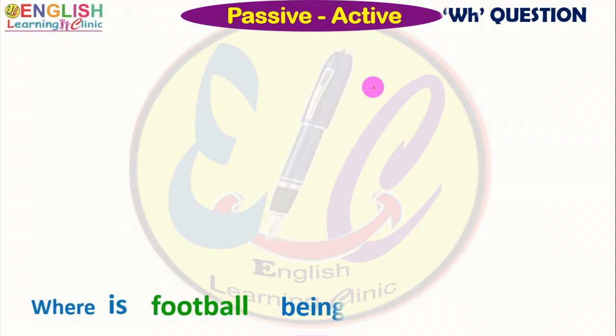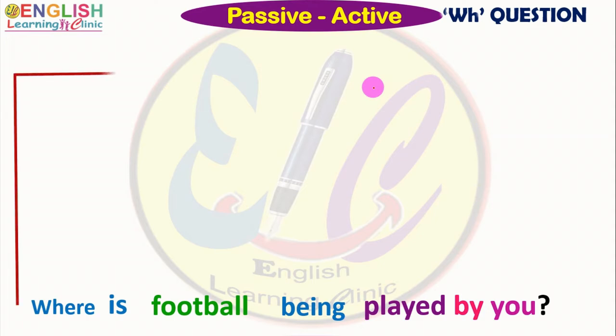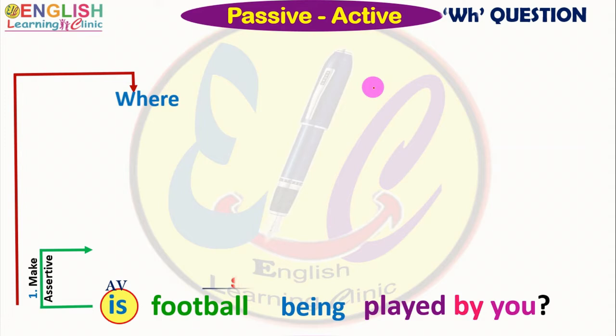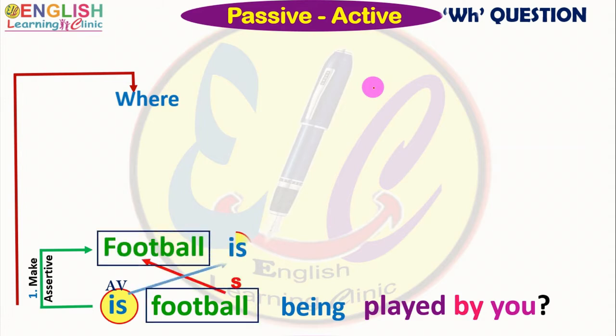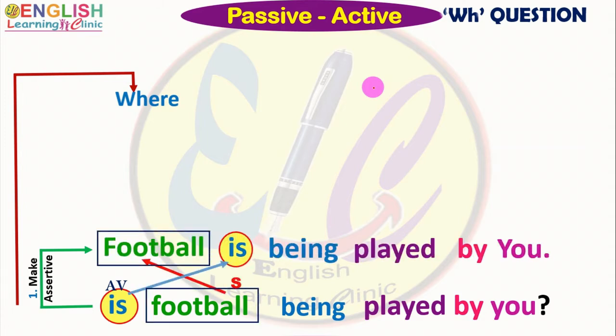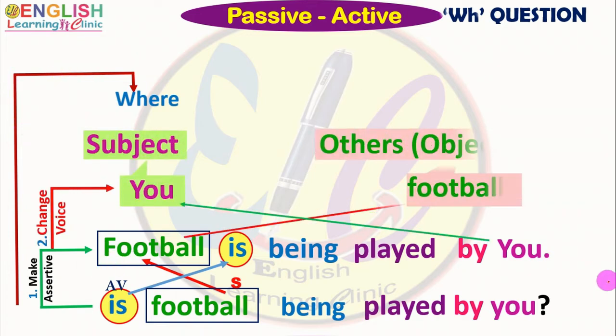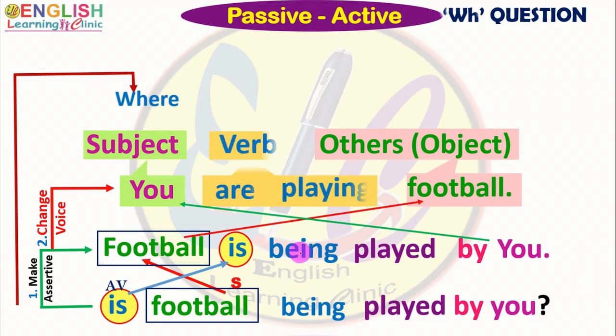This is the WH question: Where is football being played by you? First put aside the WH word. Next, same procedure, make it assertive. Football is being played by you. Next, change the voice of this sentence. You are playing football.